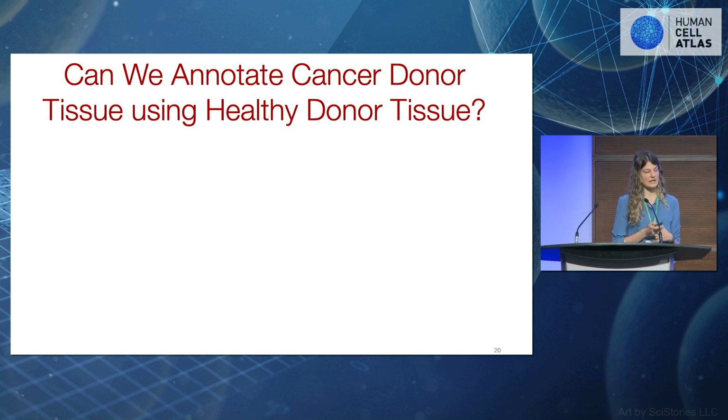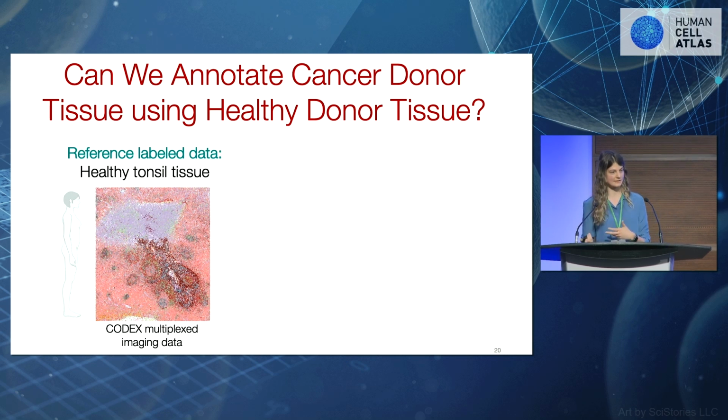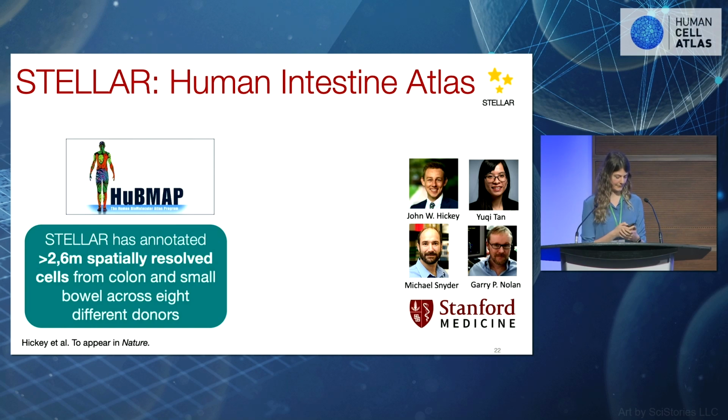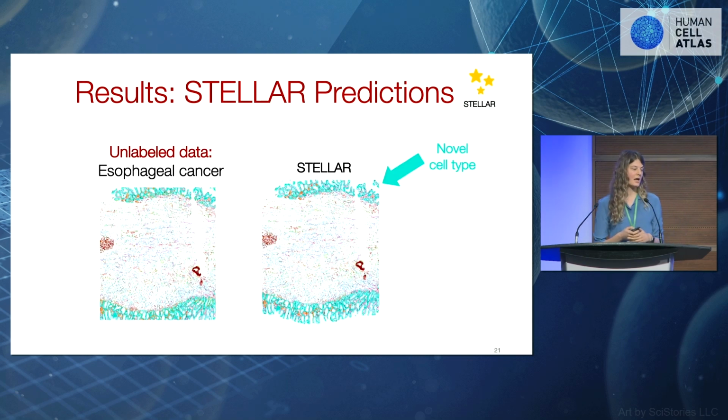And we apply Stellar to transfer annotations from the healthy donor tissue to the cancer donor tissue in a collaboration with Gary Nolan's lab. In particular, this is a data set coming from Codex multiplex imaging technology, and this is the reference label data that we used. And then we apply Stellar to annotate the data coming from esophageal cancer, for which we didn't have any annotations. And these are the results of the Stellar predictions. Stellar predictions almost perfectly agree with the ground truth annotations, and in this case there were three novel cell types, and this is an example, where cyan color shows the one major novel cell type that Stellar was able to discover.